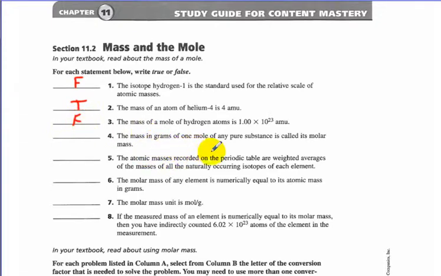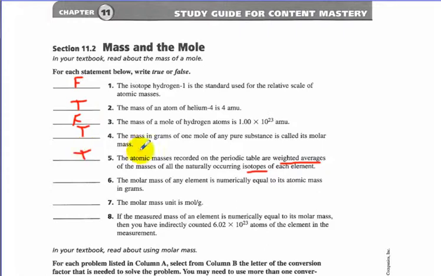The mass in grams of 1 mole of any pure substance is called its molar mass. Yes, that's true. If we have 1 mole of any substance, look at the periodic table. That number there represents grams per mole, the molar masses. Number 5, the atomic masses on the periodic table are averages of the isotopes. If you recall in our booklet, that was in fact true. So they're not whole numbers, they're decimal numbers because it's an average.